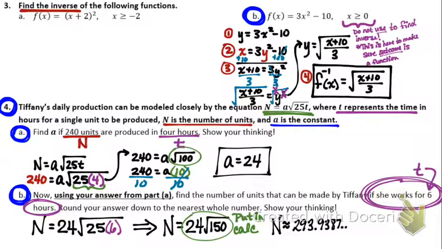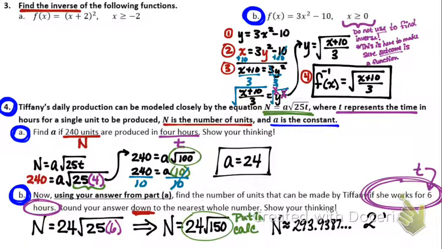293.9387 something something something. You're really going to put that on there? Did they explain what to do with this though? No. Read the next to last sentence. Round to the nearest whole number. Round which way? To the nearest whole number. Round down. So what would my answer be?